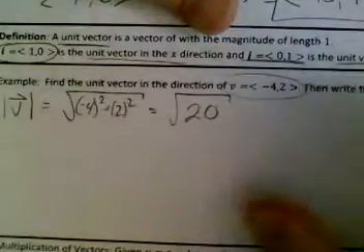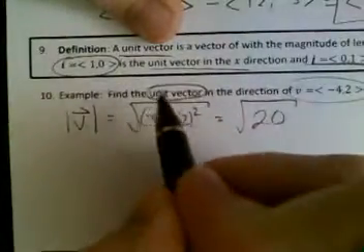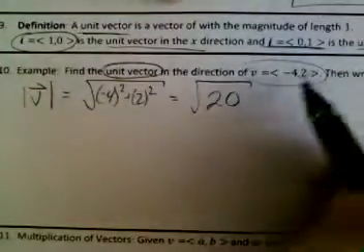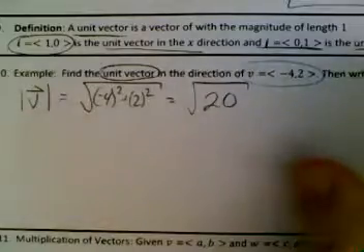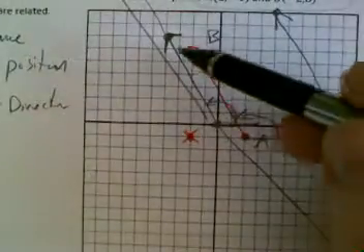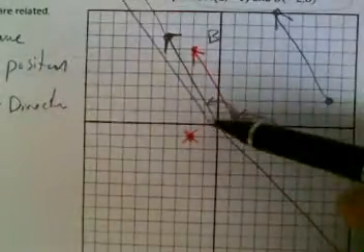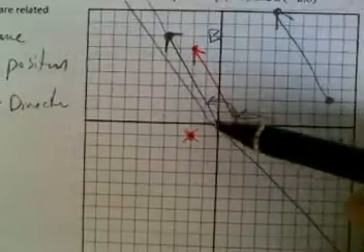So what is the unit vector that's headed in that direction, in the direction that's equivalent to this? Well, remember, back here, multiplying a vector by a constant doesn't change the direction unless that constant is negative.